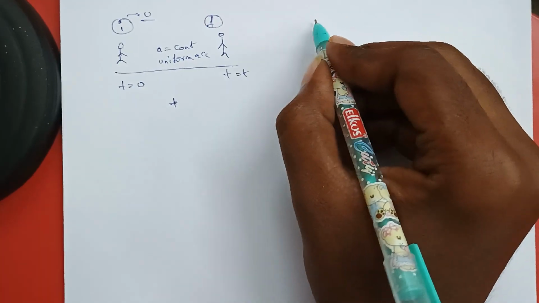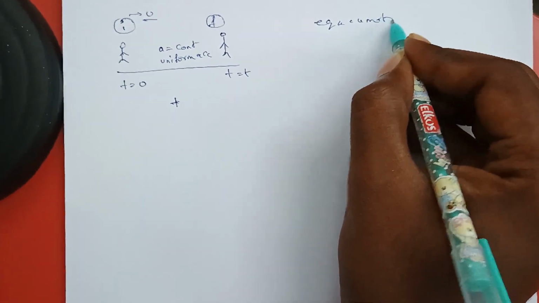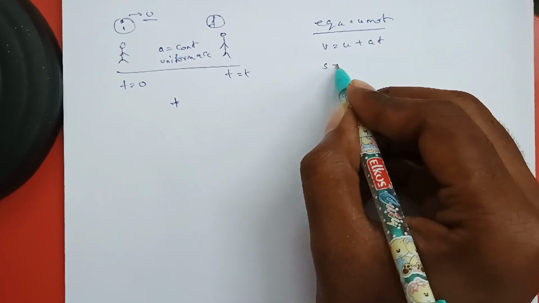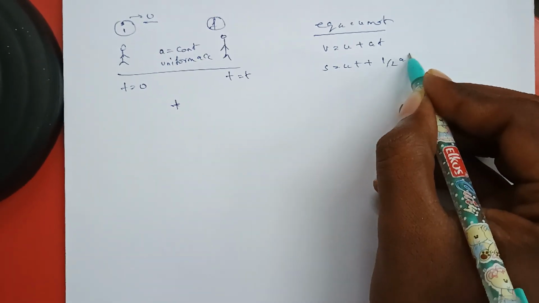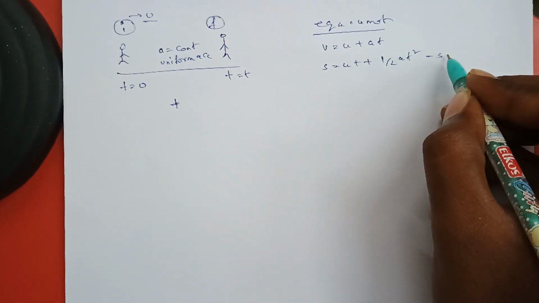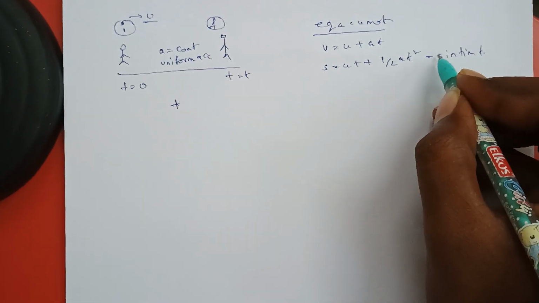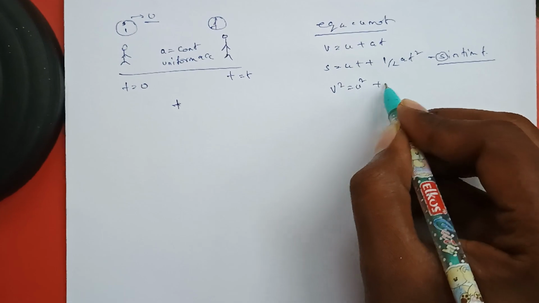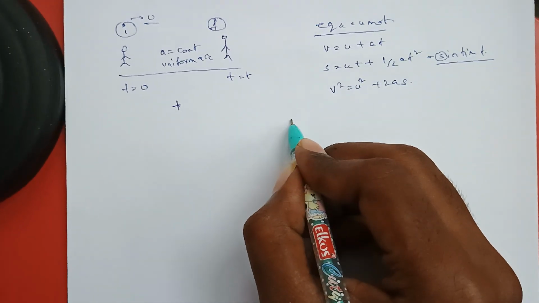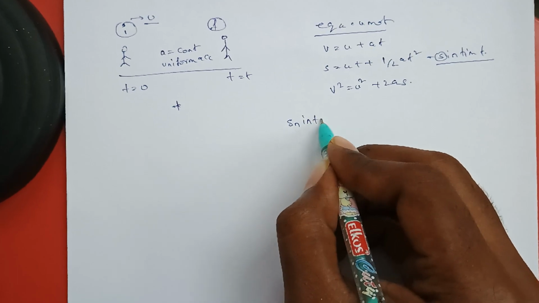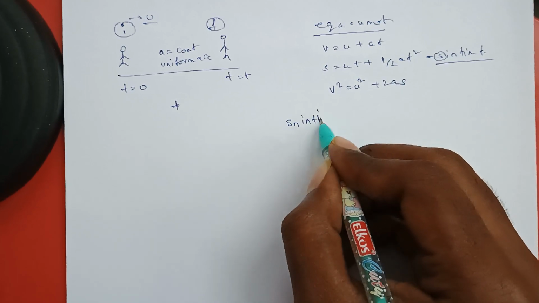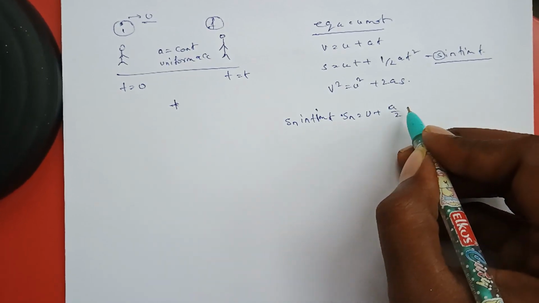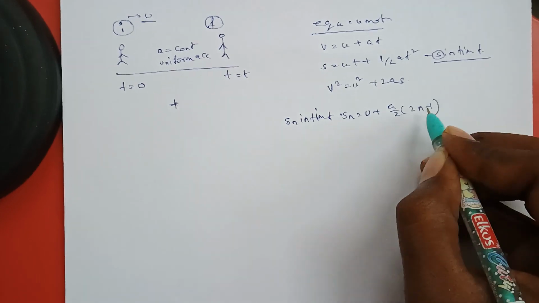We are discussing the equations of motion. There are 4. v is equal to u plus at. s is equal to ut plus half at squared, which is the distance traveled in time t. v squared is equal to u squared plus 2as. The distance traveled in the nth second: Sn is equal to u plus a by 2 into (2n minus 1).